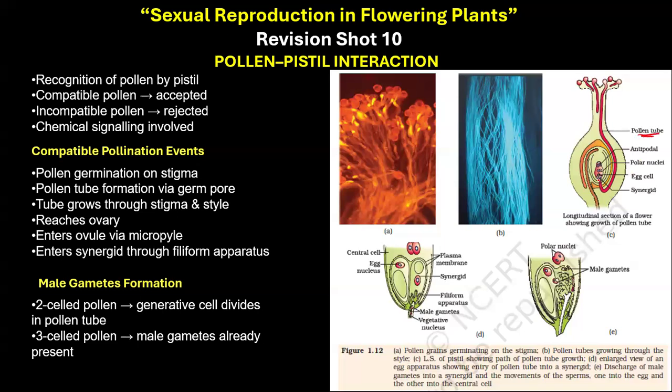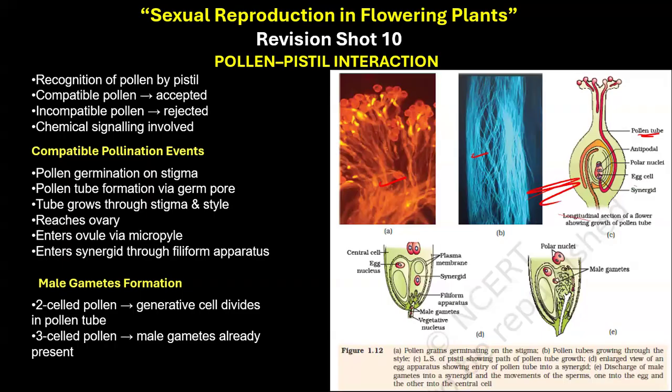Pollen tube germination is happening and it is taking these two male gametes towards the embryo sac, where you have the egg apparatus. This shows how the pollen grain is germinating on the stigma. Then the tube grows through the stigma, style, ovary, and finally enters the ovule through the micropyle end. This is your micropyle end in the ovule, and it will be entering through this end.